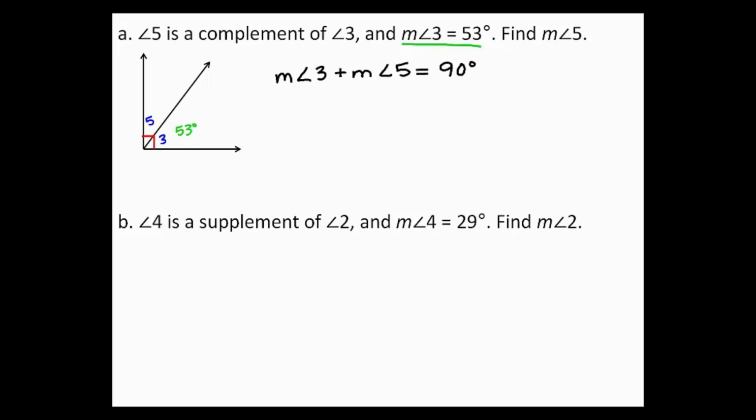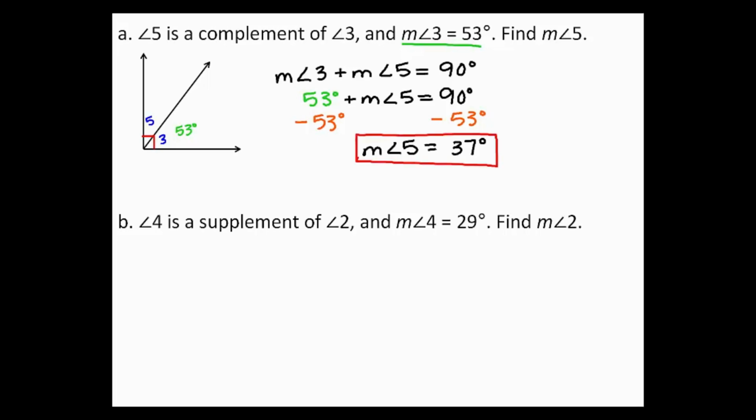So, you can substitute this value in for the measure of angle 3. To solve for the measure of angle 5, you can subtract 53 degrees from both sides of the equation. This gives you the measure of angle 5 equals 37 degrees. Therefore, the measure of angle 5 is 37 degrees.